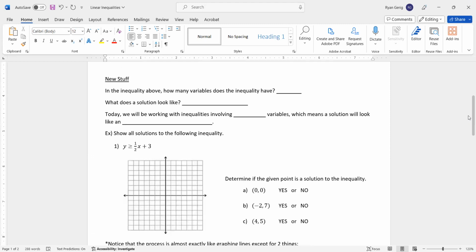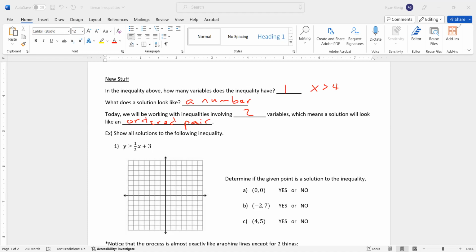In the inequality we just did, how many variables did the inequality have? Well, it was just one. It was x is greater than 4. What does the solution look like? Well, it was just a number. Because there was only one variable, a solution was just a single number. Today, we're going to be working with inequalities involving 2 variables, which means a solution will look like an ordered pair, or coordinates. There's an x part and a y part to our solutions. So let's jump in.